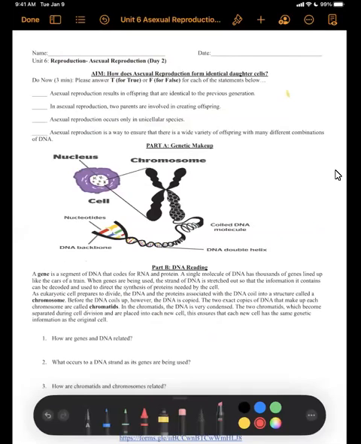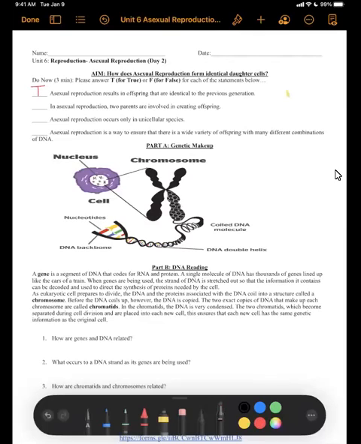So the Do Now says, please answer T for true or F for false for each of the statements below. Let's take a look at the statements. First statement: asexual reproduction results in offspring that are identical to the previous generation. That's true, right? That's what we learned yesterday. That is 100% true. They are identical to the previous generation. They always are.